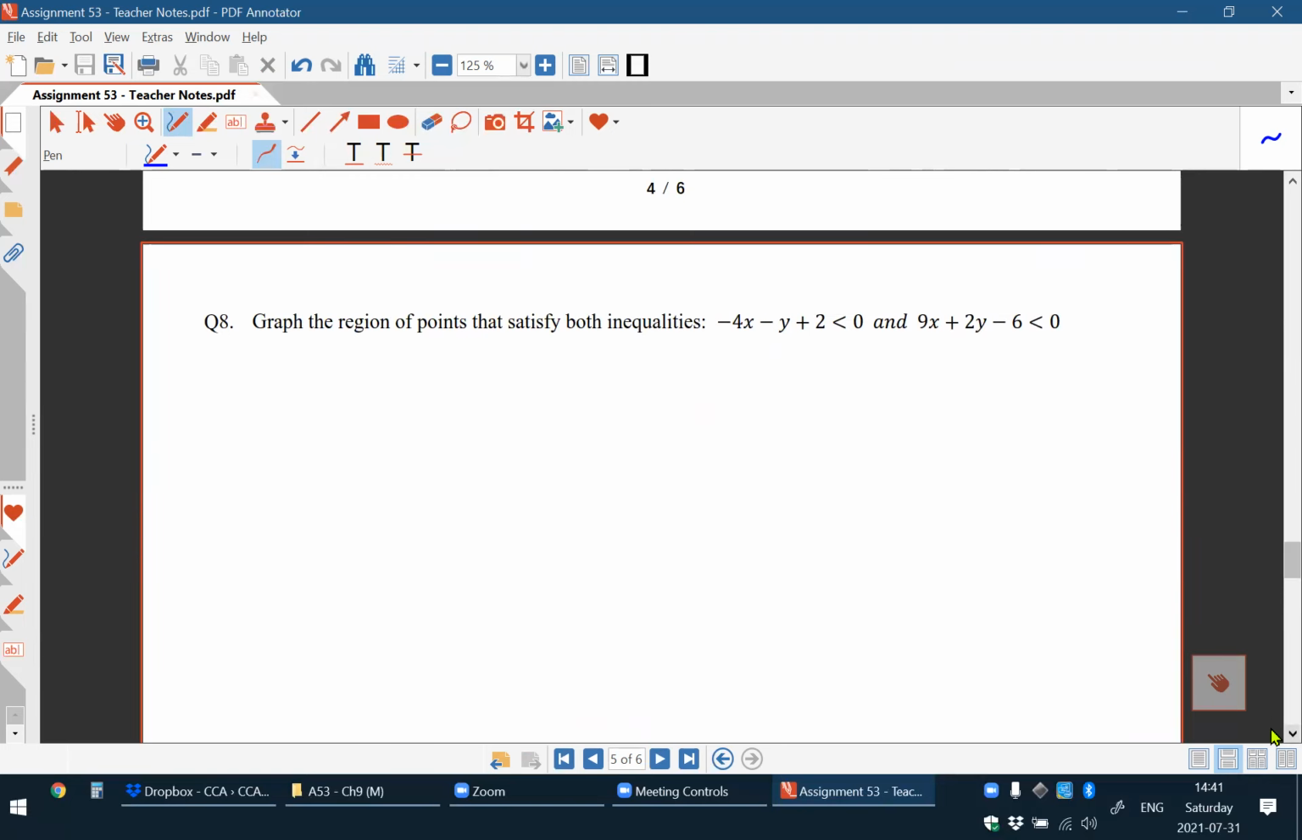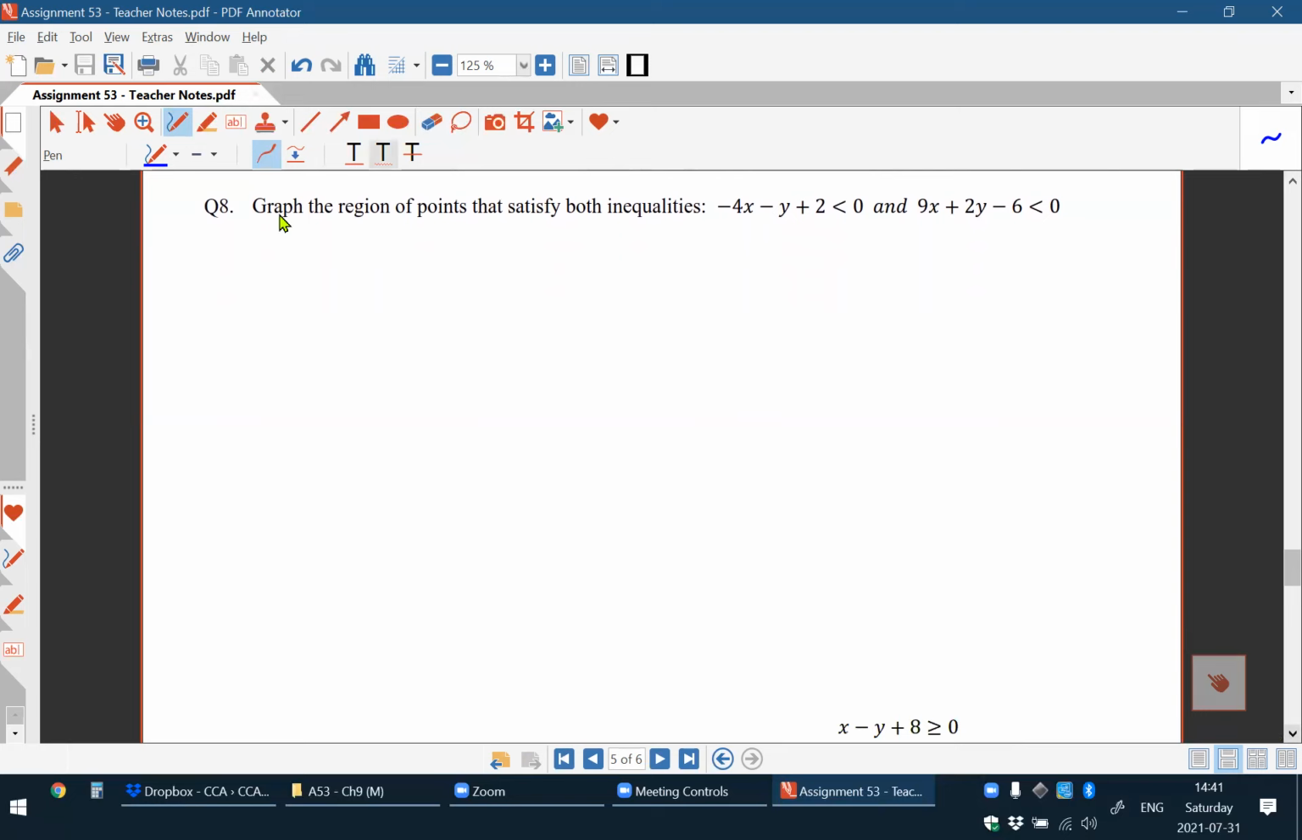Graph the region of points that satisfy both inequalities. All right, if you want to graph the region, you need to find region 1 and region 2. And the overlapped area is the region we want to find because there is an "and", right? X should satisfy both of the regions. Okay, so let's call this inequality number 1, and this is inequality number 2. So in order to find the shaded area of inequality number 1, first of all, we need to find the boundary line, right? So inequality number 1 is equivalent to y is larger than minus 4x plus 2, right?